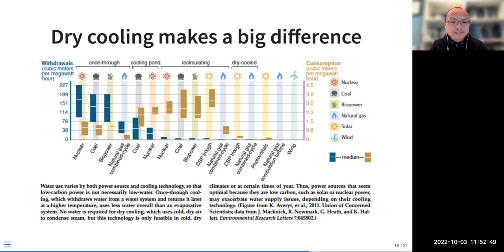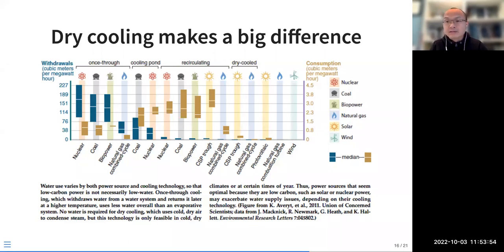And then there is the cooling pond, where the water is discharged not back to the river, but to a cooling pond. After the water cools down, you can use the cooled water to cool the plants. So as you can see, this reduces the water withdrawal. And then there is recirculating, where the water is recirculating in the system, and that adds more evaporation. So you can see water consumption per megawatt hour increases, but it very much reduces the water withdrawal.